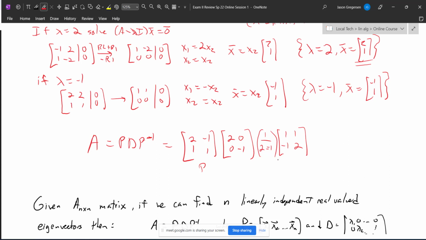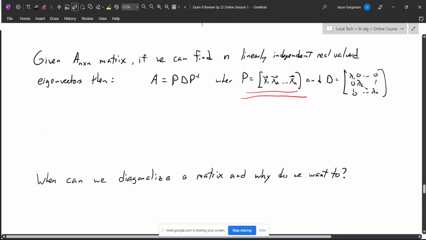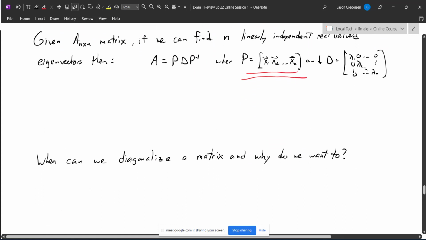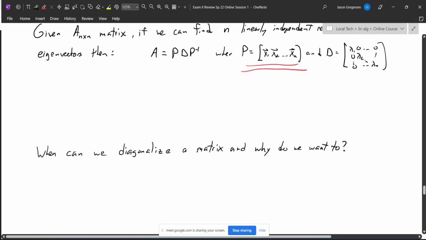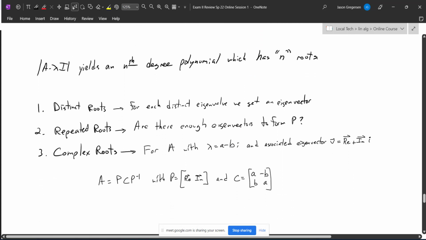So now we know how to calculate the eigenvalues and eigenvectors and how to diagonalize the matrix. One question would be, can we always do this? When can we diagonalize a matrix? And the next question would be, why do we want to? All right, so we know that we will go to calculate the eigenvalues. When we calculate this determinant, we're going to get an nth degree polynomial. That nth degree polynomial will always have n roots.